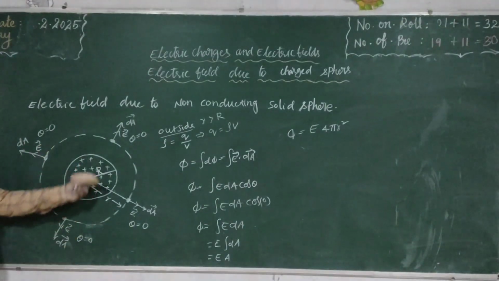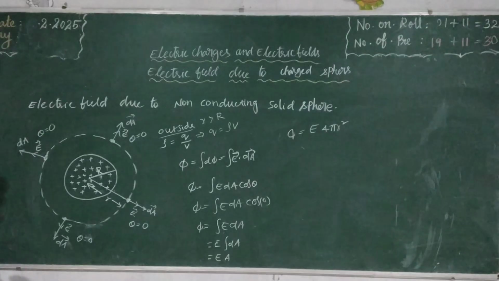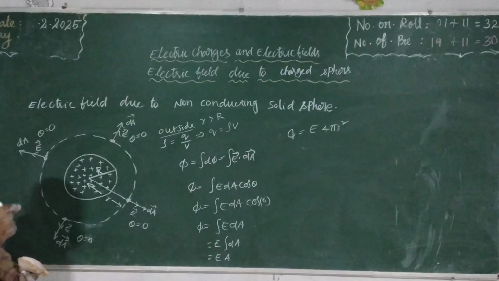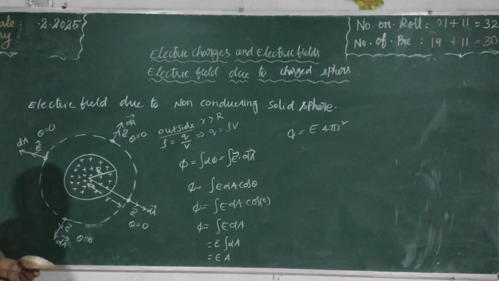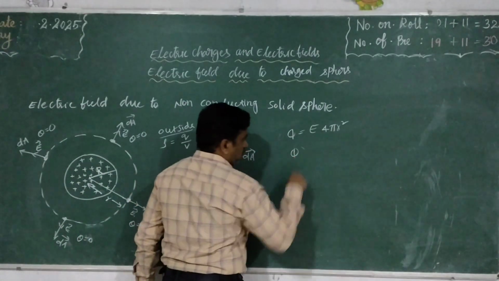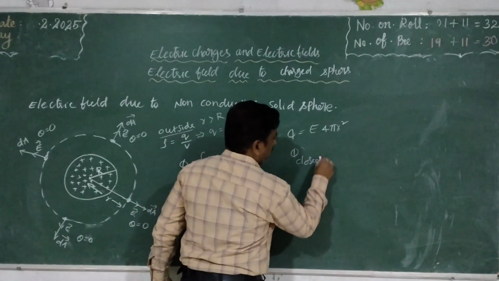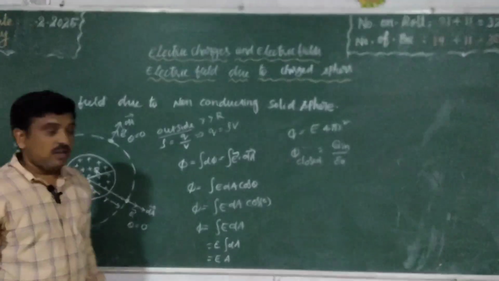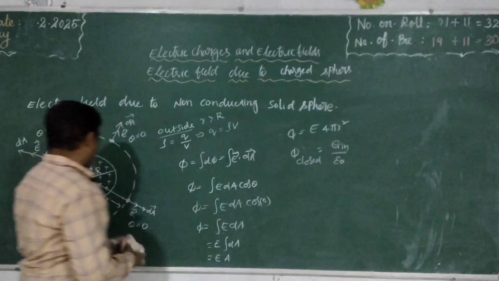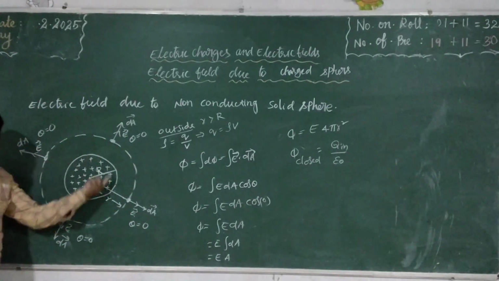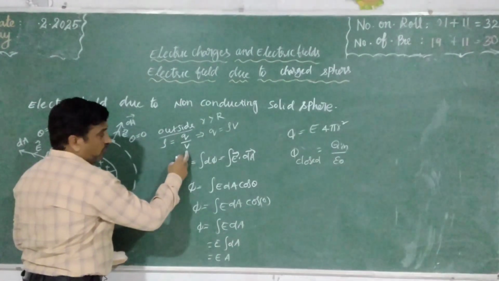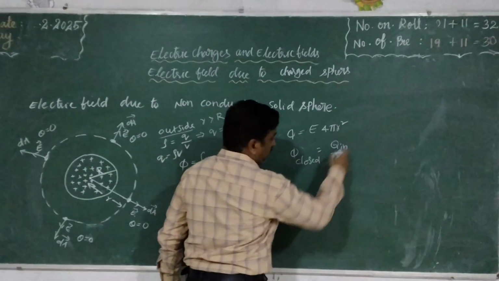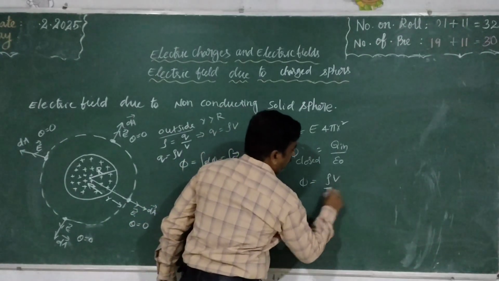According to Gauss's law, the total flux passing through a closed surface is one by epsilon naught times the net charge enclosed by the surface. So phi equals q inside by epsilon naught. The charge inside is the density times the volume, Q equals rho V, so phi equals rho V by epsilon naught.